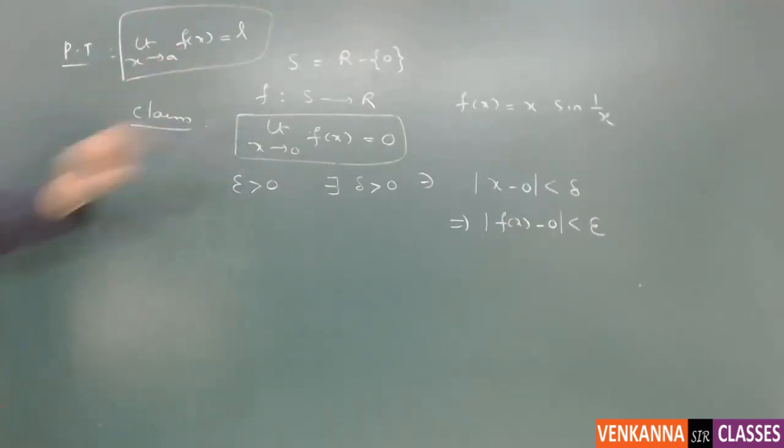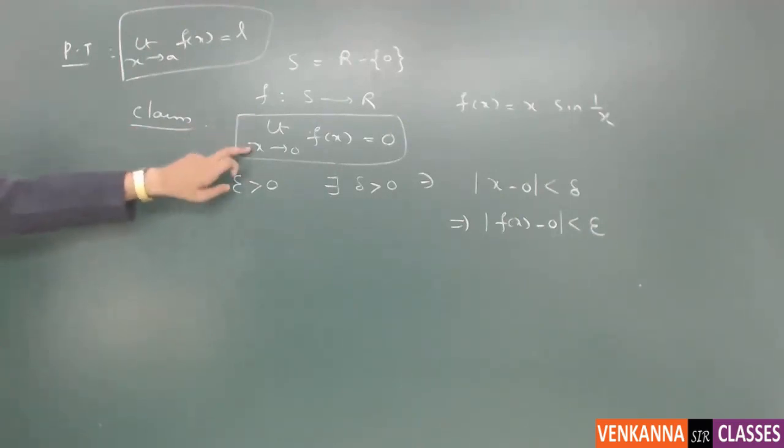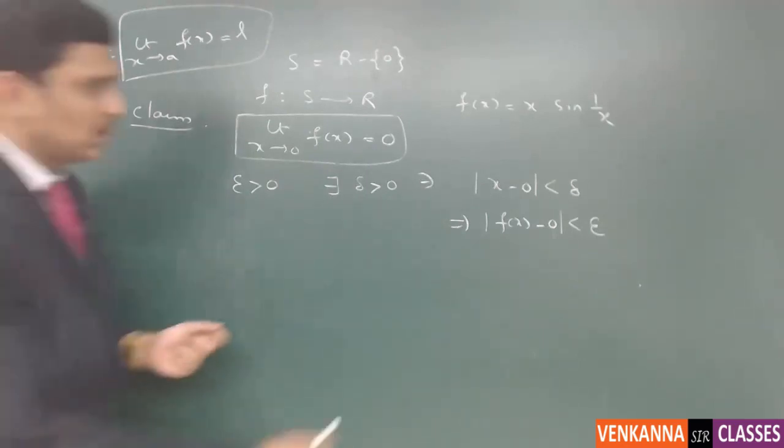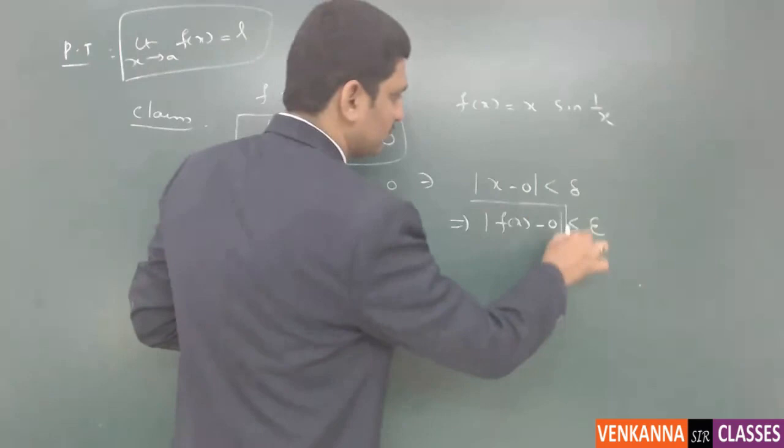It is just similar. The problem itself is asking us to prove that the limit as x tends to 0 of f of x is equal to 0. Is that clear now? Okay. So the approach is very simple. First of all, we need to simplify this expression.